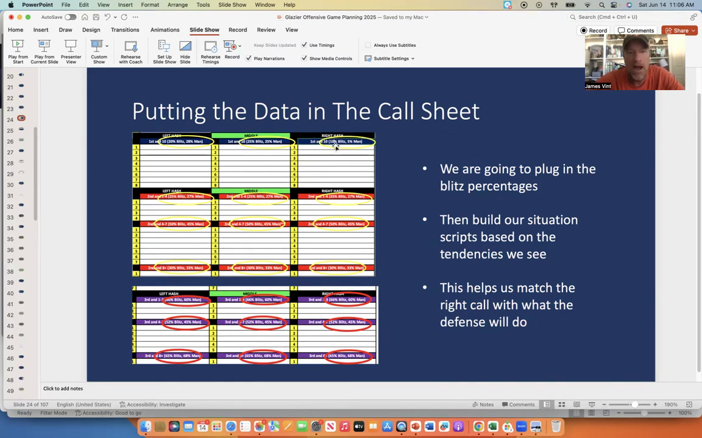But anyway, on one side of my call sheet is our situational scripts. And I'm going to have our situations, left hash, middle, and right hash. And I'm going to build a little script.